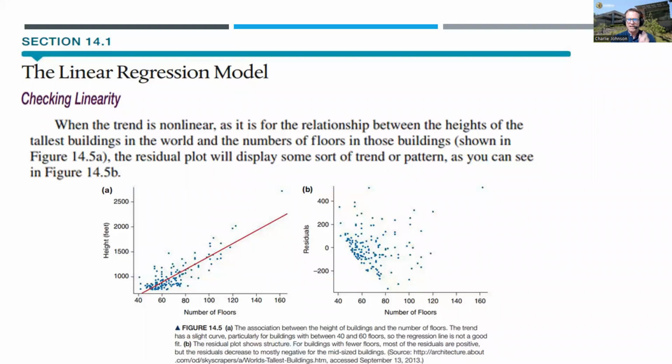When the trend is nonlinear, as it is for the relationship between the heights of the tallest buildings in the world and the number of floors in those buildings, shown in figure 14.5a, the residual plot on the right will display some sort of trend or pattern, as you can see in figure 14.5b on the right. Now, this is an interesting example because on the left, you see the line. It kind of looks like that line fits pretty well. That's a linear relationship. But when you look at the residual plot, you see that it has this positive trend to it. And so that indicates that a linear model is not the best fit for the data.